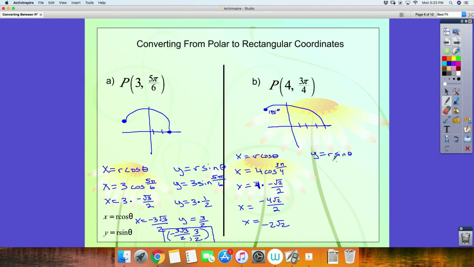So now we know our x, so let's go ahead and substitute for our y. y equals 4 sine 3 pi over 4.